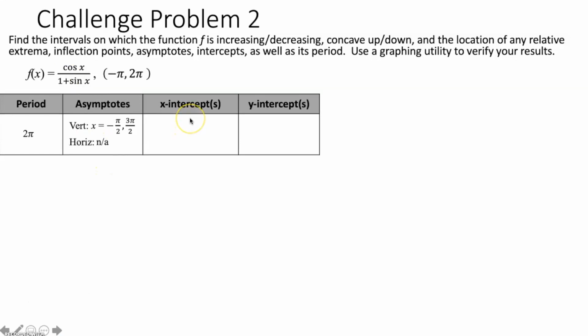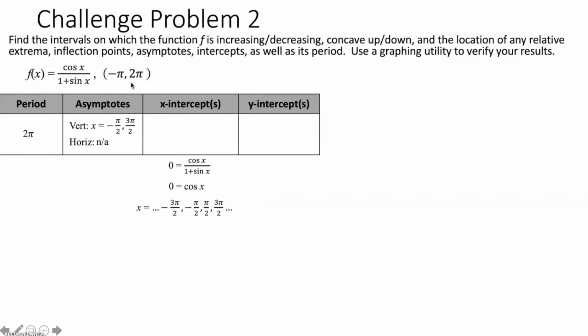Now, x-intercepts. To determine x-intercepts, you're going to plug in 0 for y and solve for x. So we need to plug in 0 for f of x over here and solve for x. Now again, the only x values that would cause this rational function to equal 0 would be x values that cause the numerator to equal 0. And we already determined this. What values of x cause cosine to equal 0? Well, that would be negative 3 pi over 2, negative pi over 2, pi over 2, 3 pi over 2, and so on. What about on this particular interval?